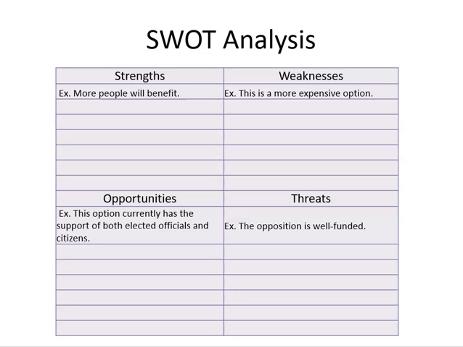Now, let's just imagine that this is policy number 1. And in elementary school, we created pros and cons lists. And that's pretty much what SWOT is. It's a pros and cons list on steroids because it adds the opportunities and the threats to the pros and cons list that we're used to making. So you would do a SWOT analysis for each of the options that you're entertaining or that you think might be a viable solution to the problem.